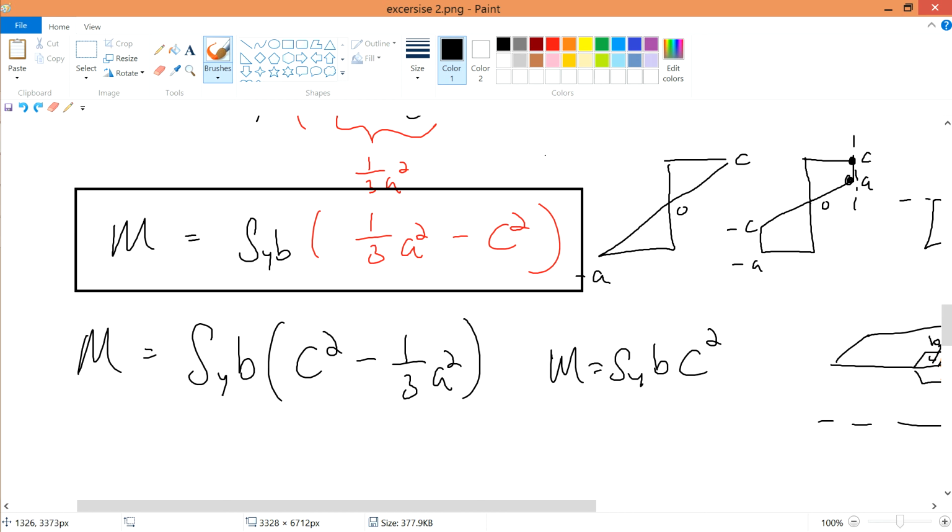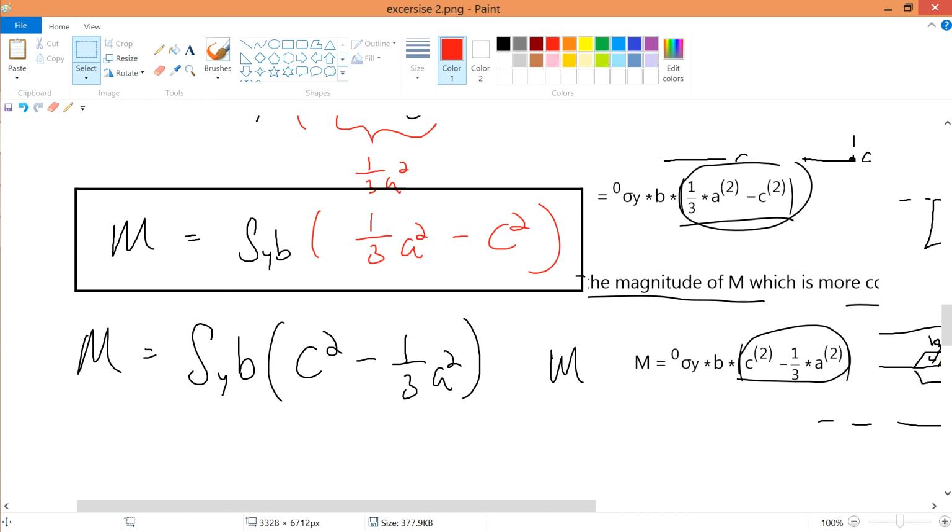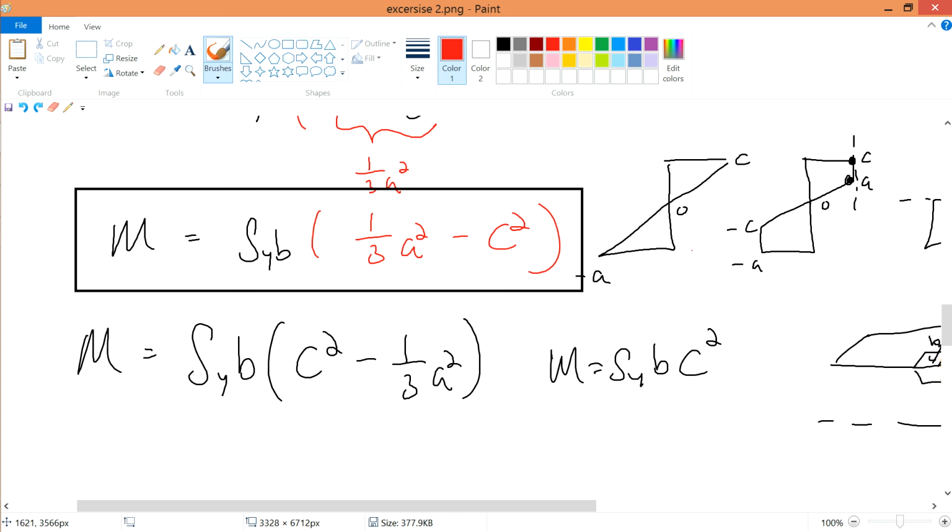This is also reflected over here. This is 1/3 a squared minus c squared, and because we just want the magnitude of M, more conveniently we can express this 1/3 a squared minus c squared as c squared minus 1/3 a squared, which is exactly the same thing we'll be doing. Let me show you. So this is the SYB. 1/3 a squared I just simply change to c squared minus 1/3 a squared, which is the same as this one. I just want to show you, at least you know where it comes from.